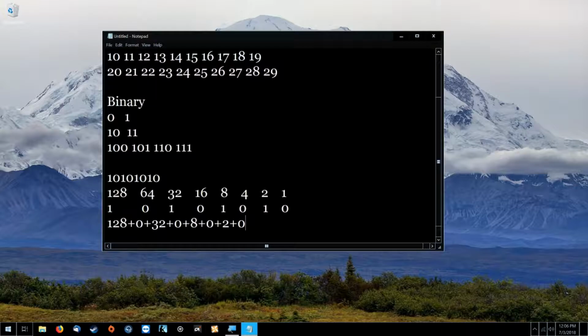So 10101010 will essentially, to translate it to decimal, we would do 128 plus 32 plus 8 plus 2, which will equal, give me a second to do that, 170. Right? Okay. So 10101010 in binary translates to 170 in decimal.